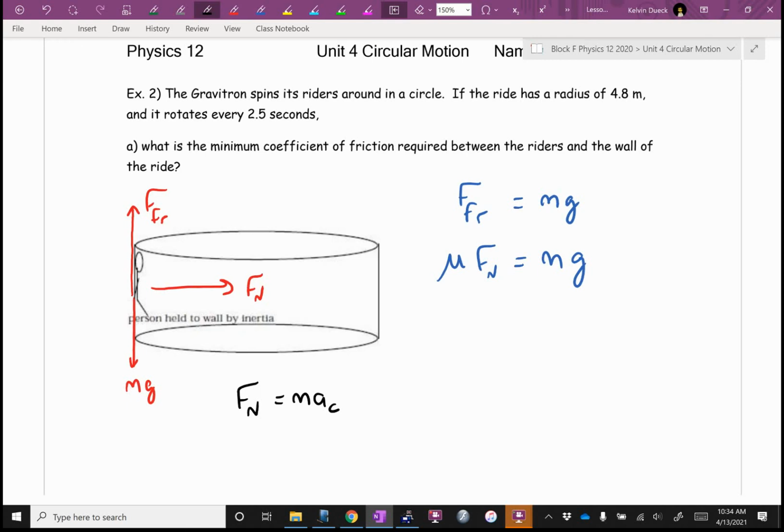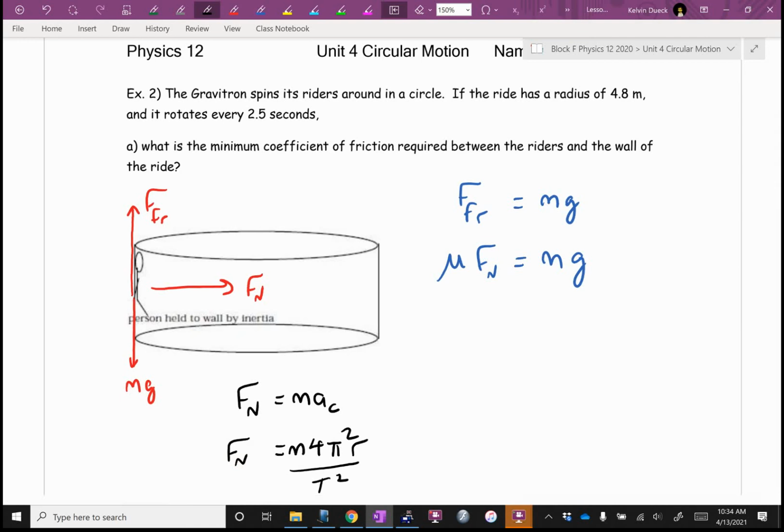Sorry? T, because they gave me the period, 2.5 seconds. So next line, I'm going to write m 4 pi squared r over t squared. That's the normal force.